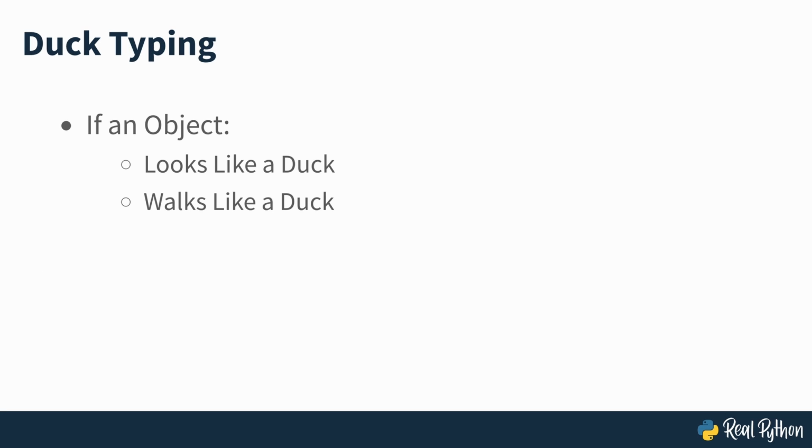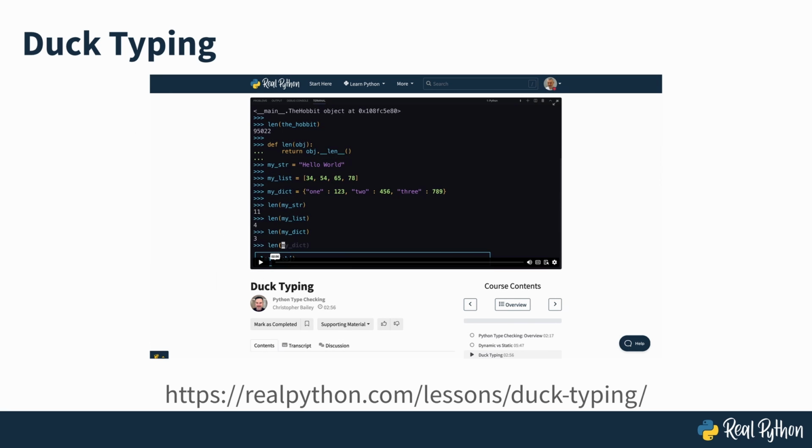Duck typing says that if you have an object that looks like a duck, walks like a duck, and quacks like a duck, then it's a duck. To learn more about this, check out this Real Python video.